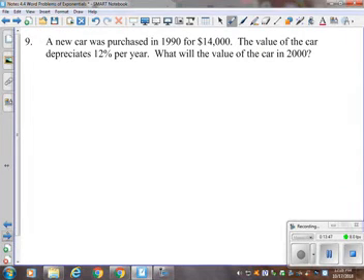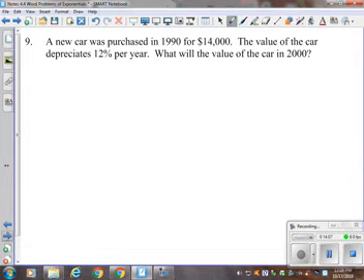All right, new cars being purchased. Number 9. So skip over number 8 and go to number 9. A new car is purchased in 1990 for $14,000. They weren't that cheap then, so this must be a used car. And the value of the car depreciated 12% per year. What's the value of the car in 2000?